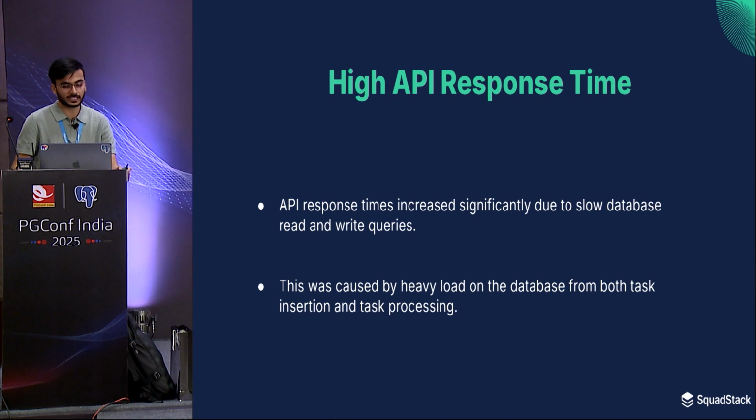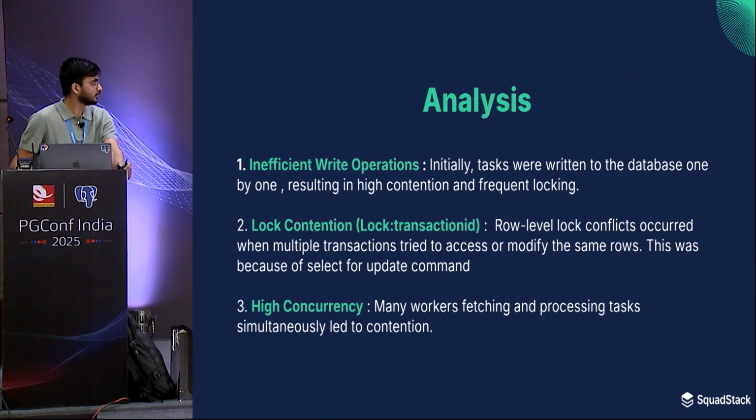So first, the high API response time that I explained. Analysis: this was happening because we were inserting data one by one in the first version. As we know, if we insert data one by one, it will cause contention everywhere, like buffer, WAL, or lock manager too. So we see the LWLock transactionid wait event. We knew we needed to fix this.